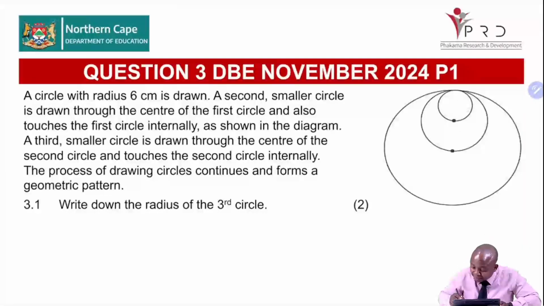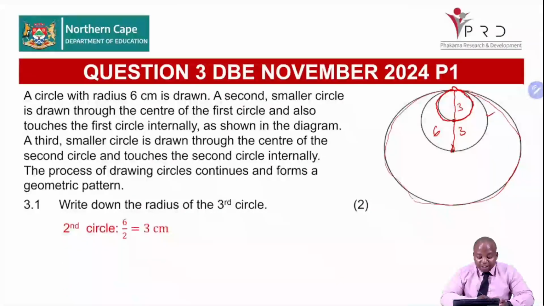We were told that the first circle has a radius of 6, from here to there. Then for the second circle, another circle is drawn through the center. You can see that the diameter of the second circle is going to be 6. The whole diameter is 6. Then the radius of the second circle is going to be 6 divided by 2, so it's going to be 3 and 3.